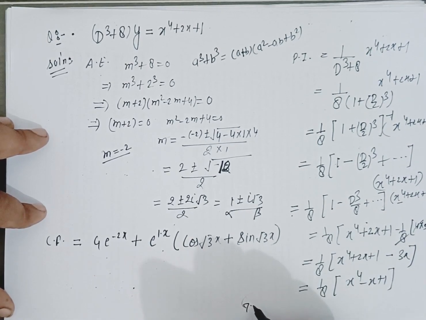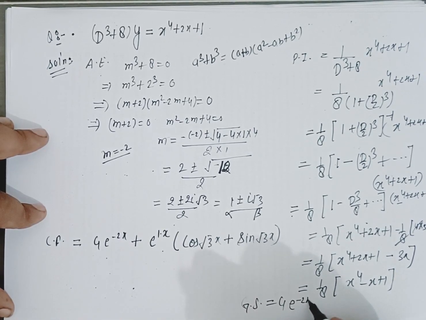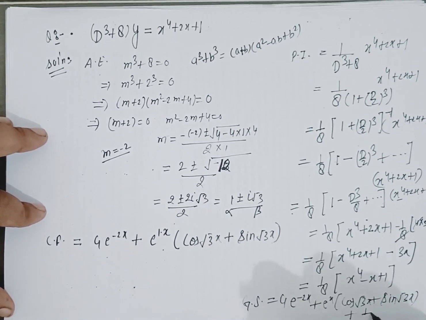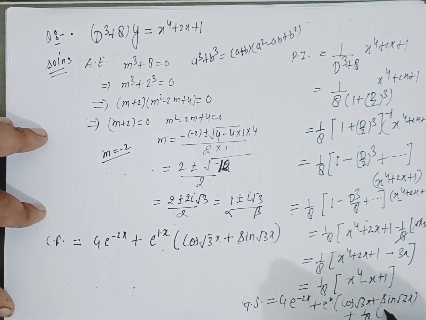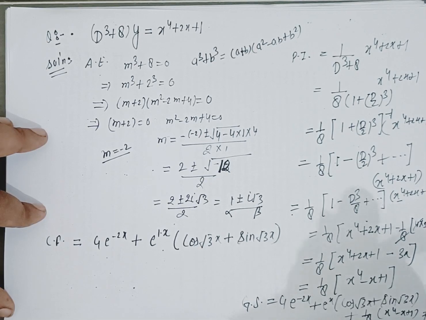So the general solution will be c1 e to the power minus 2x, plus e to the power x times cos square root 3x plus sine square root 3x, and then the PI, which is 1 upon 8 times x to the power 4 minus x plus 1. It is your general solution.